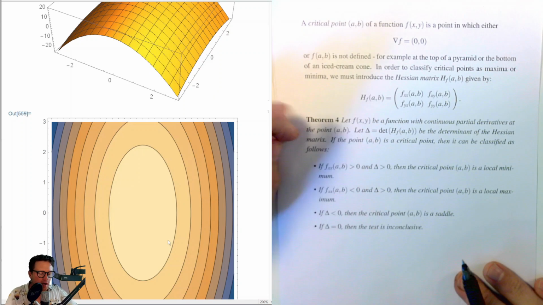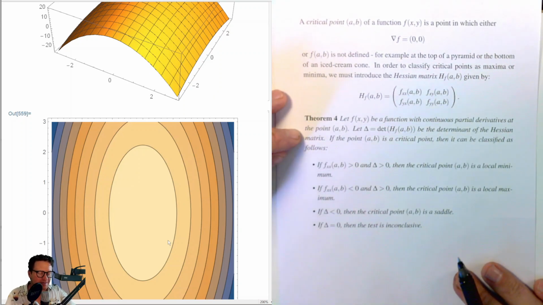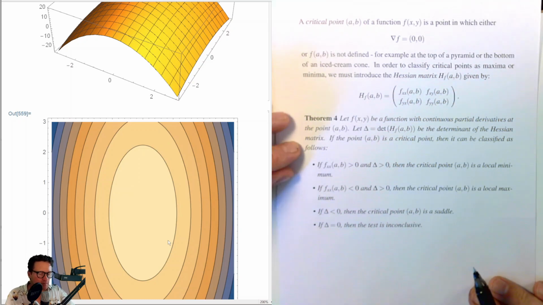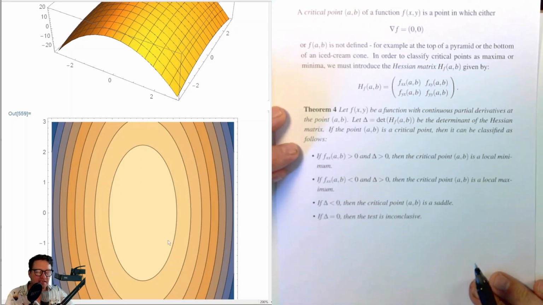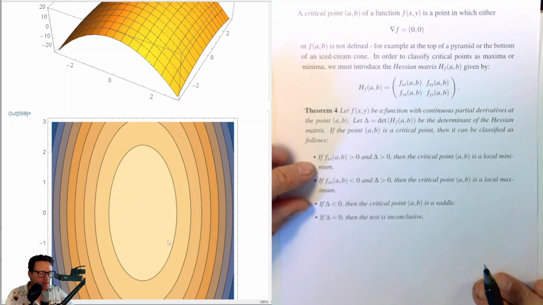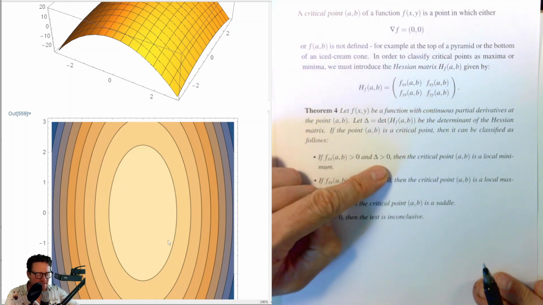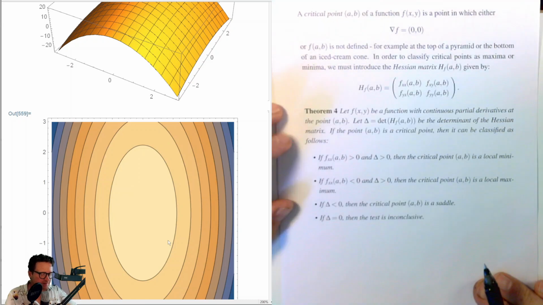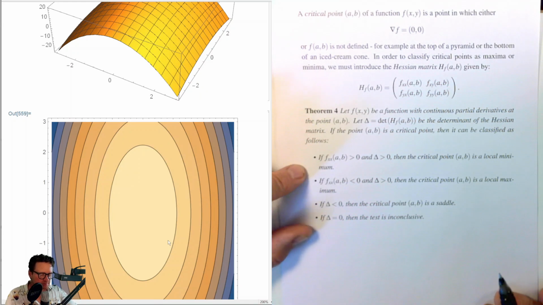So let f of x, y be a function with continuous partial derivatives at the point (a, b). Let delta equal the determinant of that Hessian matrix. If the point (a, b) is a critical point, then it can be classified as follows. If the second partial derivative with respect to x, f_xx at (a, b), is positive and the determinant of this matrix is positive, then the critical point (a, b) is a local minimum.